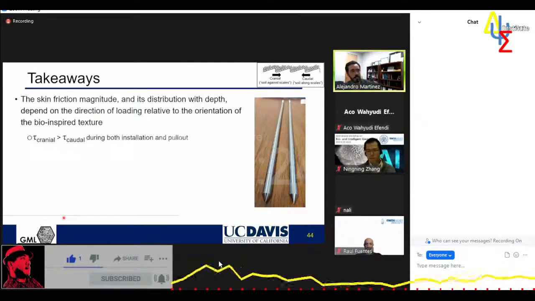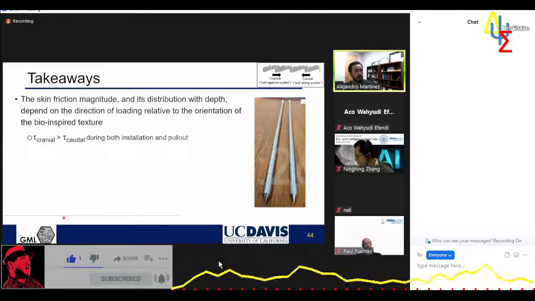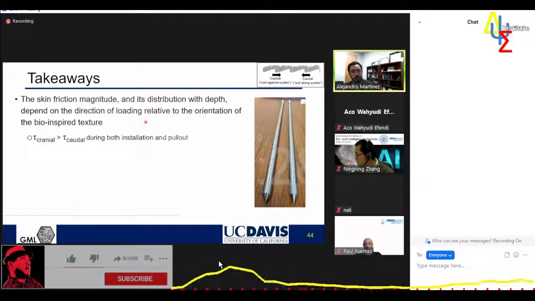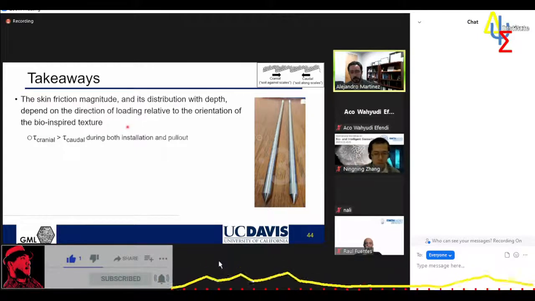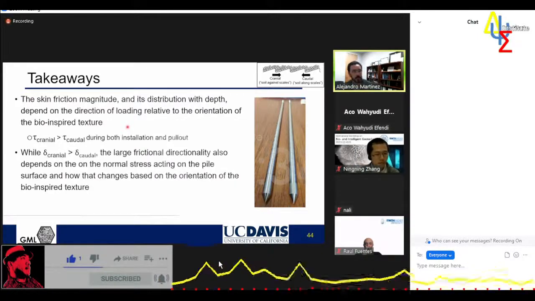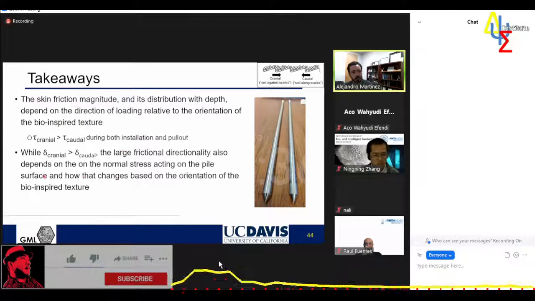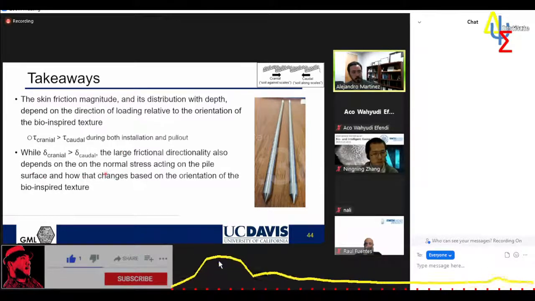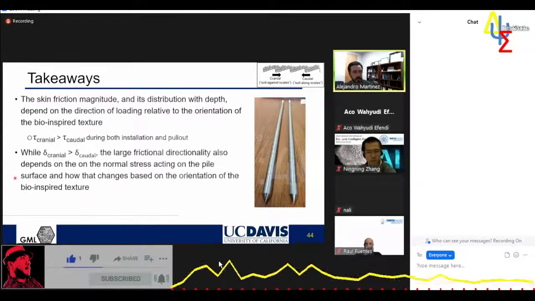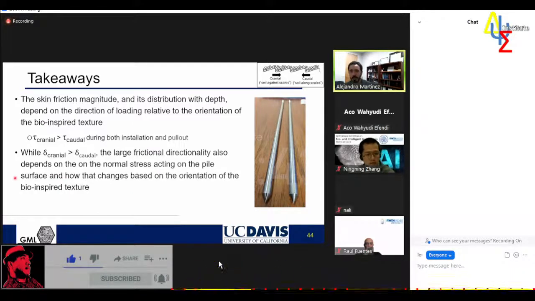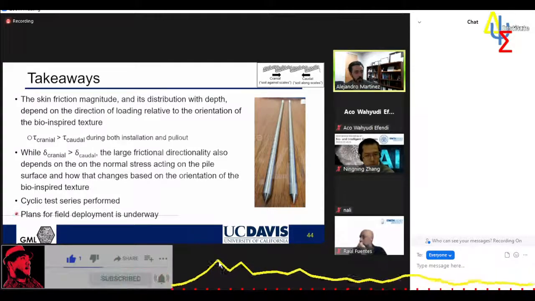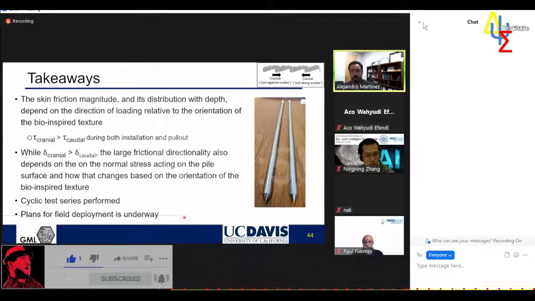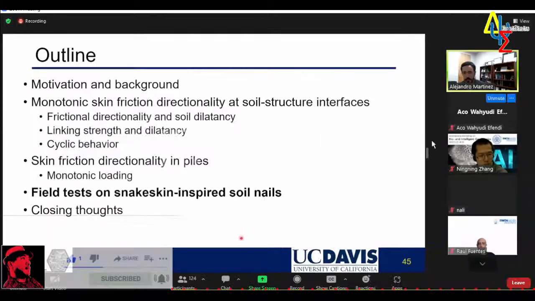So some takeaways from this are that the skin friction and its distribution with depth depended on the direction of loading. While the friction angles are different, a lot of the difference really comes from the increases in the normal effective stress acting on the pile. The normal stress is increased more during cranial shearing. We've also performed cyclic tests, and we're starting some plans to do field tests on prototype piles.